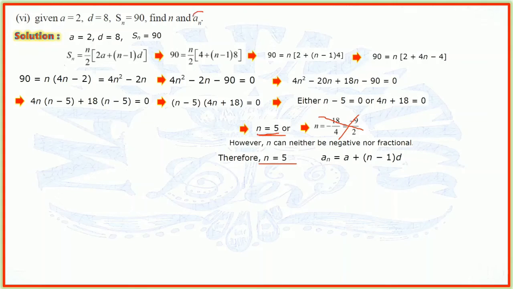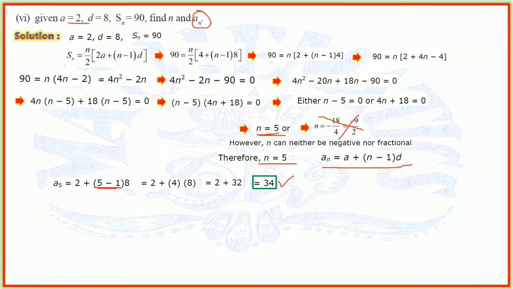Now the last answer we are searching for is the nth term. We use the formula an = a + (n − 1)d, where n is 5. So a5 = 2 + (5 − 1) × 8, which is 2 + 4 × 8 = 32 + 2 = 34. So we got the last term is 34, and the number of terms is 5. So here are the two answers for this question.